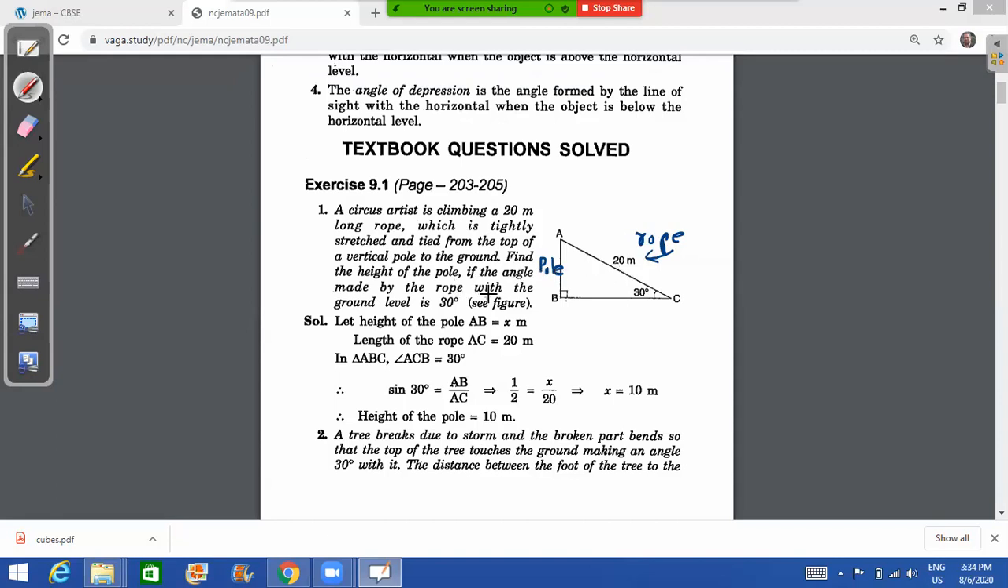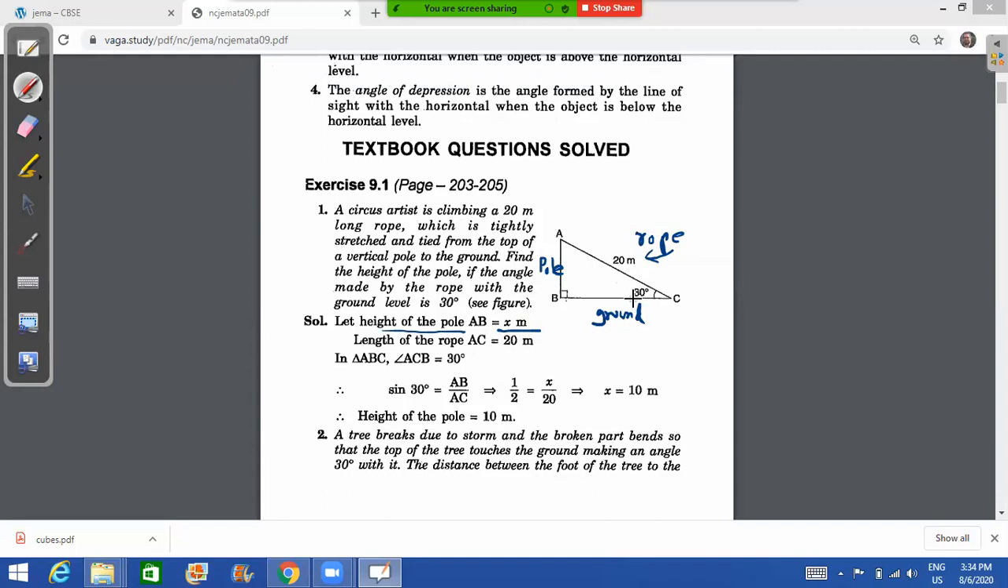If the angle made by the rope with the ground, now this is the ground, the angle that the rope is making with the ground is given as 30 degrees, right? So the question is, what is the height of the pole? So height of the pole is the unknown term. Here we have represented the unknown term, height of the pole, as x.